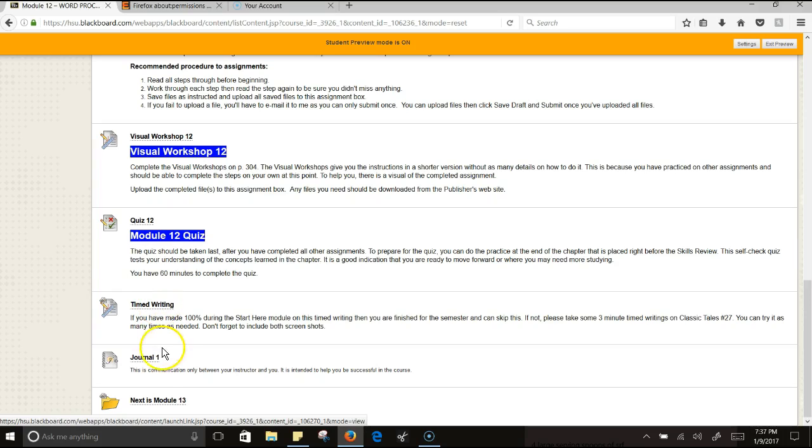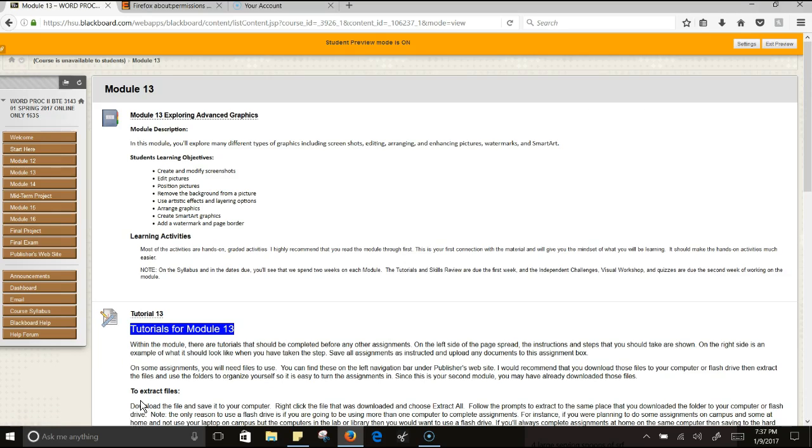And then the journal is important because it gives me an idea to communicate between you and I. It's not between everyone, it's not a discussion, but between the instructor and the specific student on how they are doing. So be sure that you follow the instructions on the journal, answer the questions, give me some insight on how you did the first week and what I can do to help you improve. And then next you would go to module 13. So that kind of gives you an idea of what needs to be done in the course.